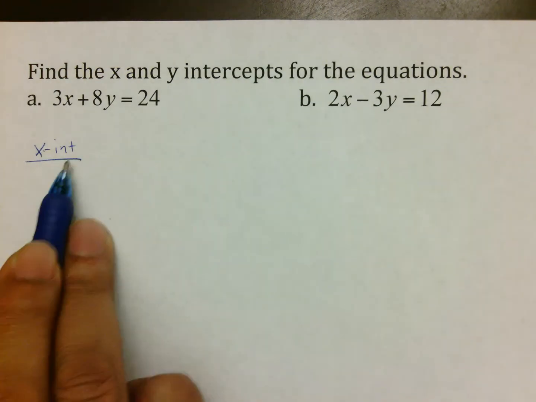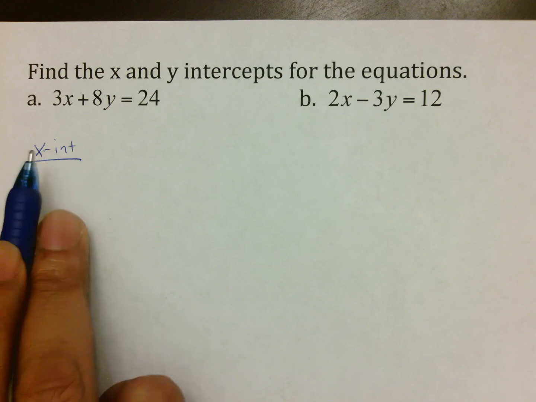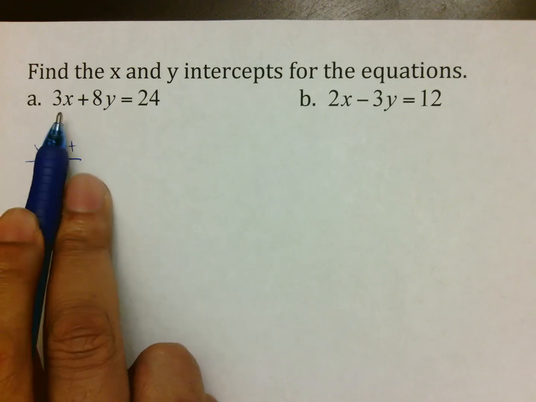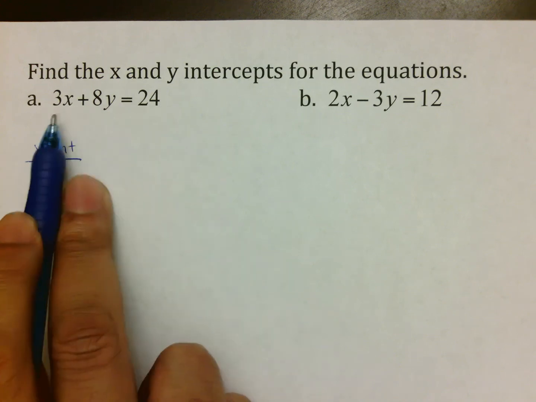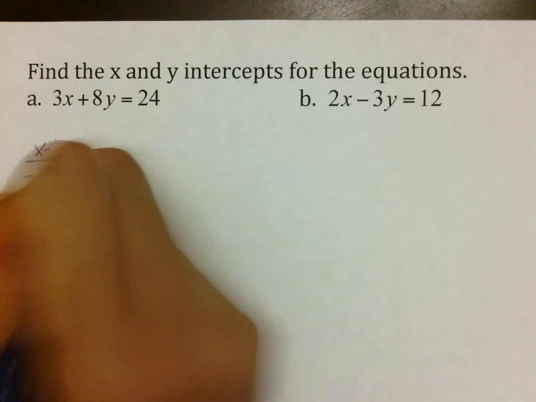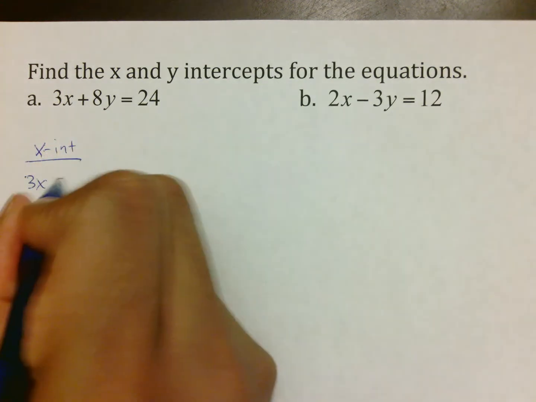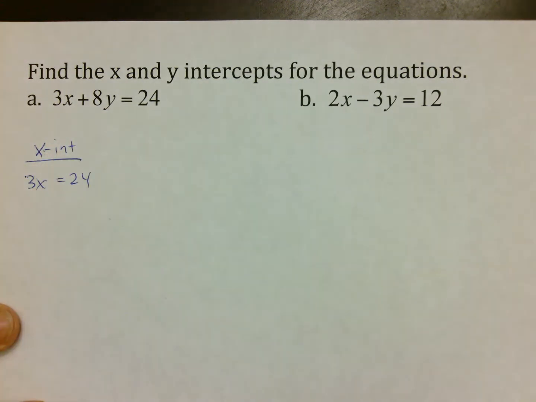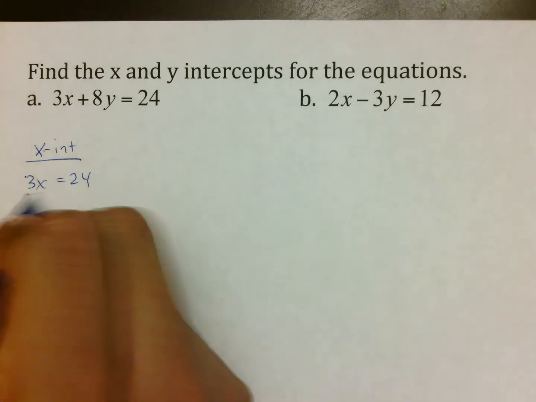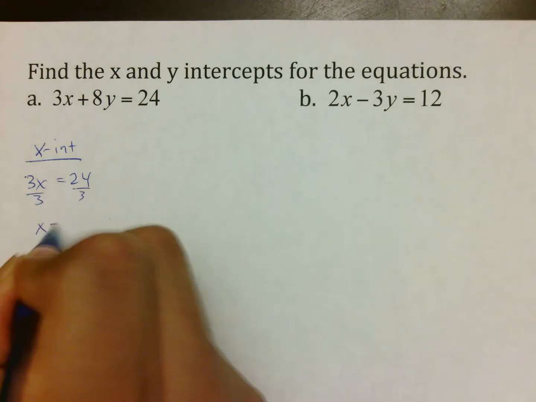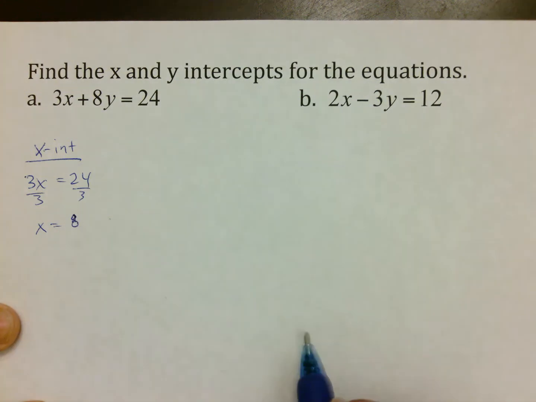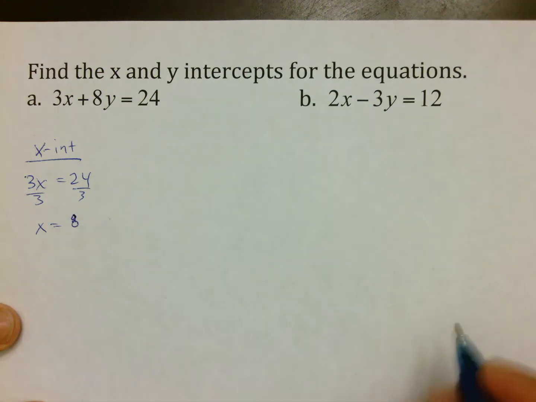First thing we're going to do is find the x-intercept. And if we find the x-intercept, that means we read this and we ignore everything that has a y. So on this side, we write the 3x, we ignore the 8y, and we write the 24. Easy enough. After that, to solve, we would divide by 3, and x would equal 8. That is your x-intercept. So again, your x-intercept is x equals 8.